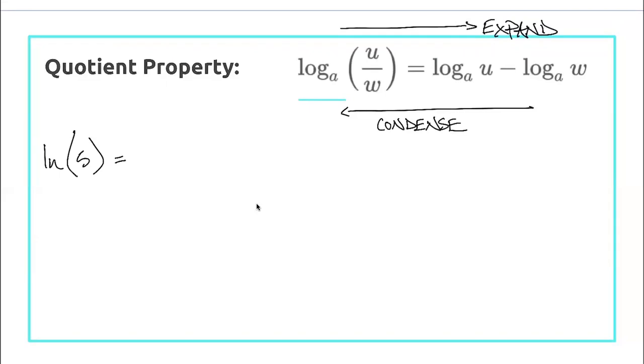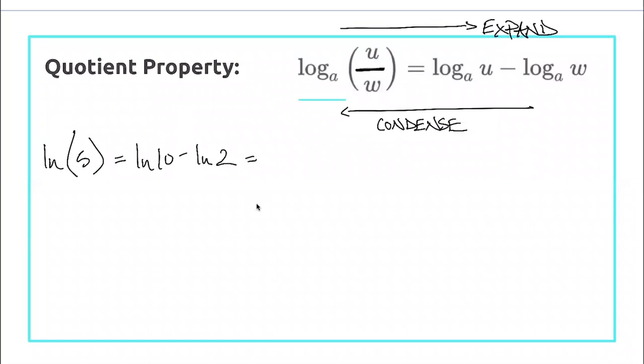Would it be ln 3 minus ln 2? No. Let's see. This would be the same thing as saying 3 divided by 2, right? Because in our equation, we're dividing those two numbers. And 3 divided by 2 is not going to give us 5. It would be 10 and 2. Yeah, you could do 10 and 2. I would totally buy that. All right. So natural log 10 minus natural log 2.